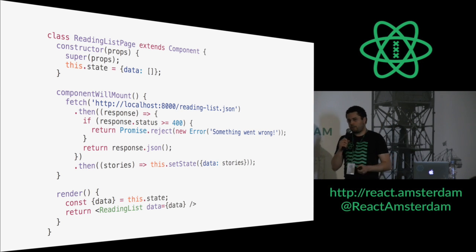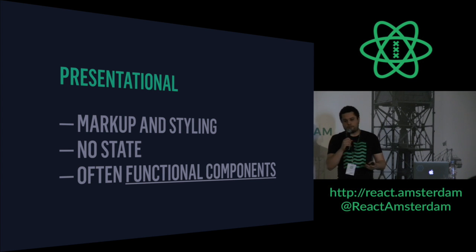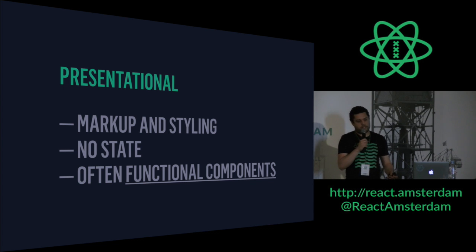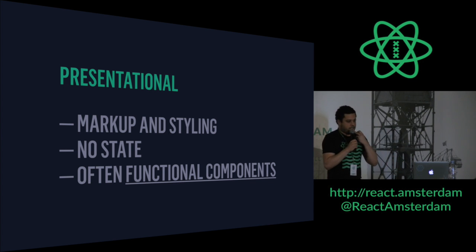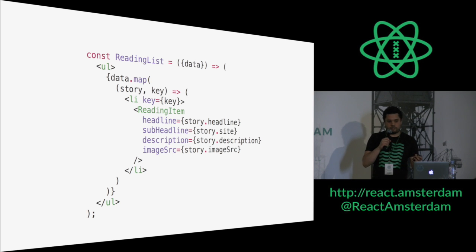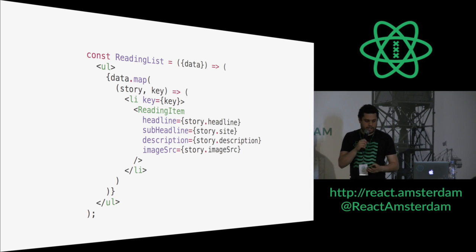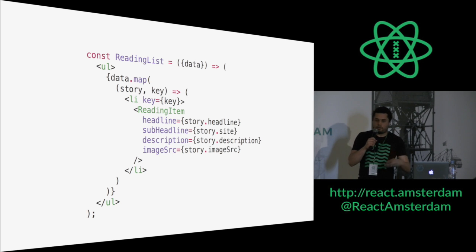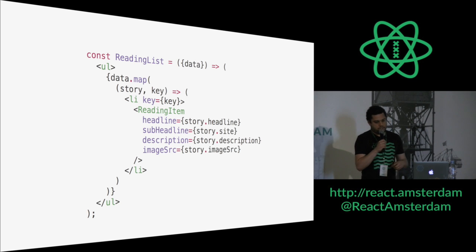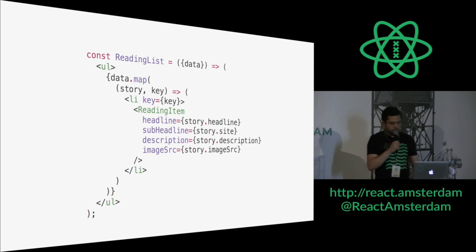And then we have the presentational component, which usually handles markup and styling. There is no state, but if you need state, use it only for UI, don't use it to handle the data. And they are often written as functional components. So here's an example of how the reading list would look like. Just receiving the data and then mapping this data and populating my list with the reading item component.